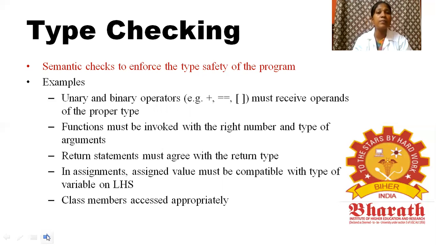Then, class members must be accessed properly. Inside a class you have any number of members or variables which are used in a particular program. For this program, we have to access the members properly: call them, invoke them, and also declare and initialize them properly inside the program. All these things come under type checking.